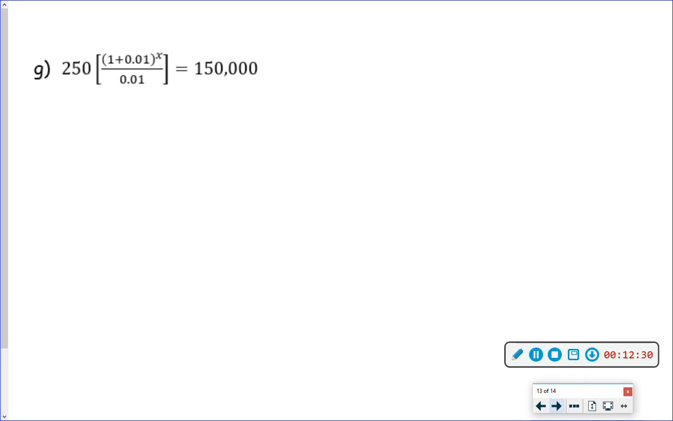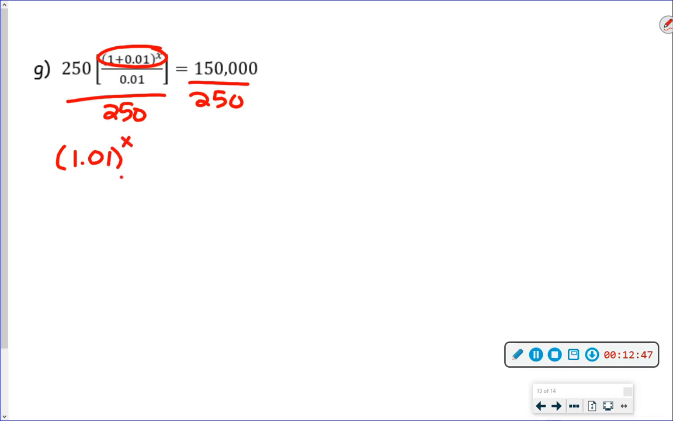All right, this one just looks kind of crazy, but same principle. We want to get this exponential piece by itself. So first I'm going to get rid of the 250. I'm just going to divide that off. Of course, you can just do that part in your calculator. 1 plus 0.01, I'm just going to go ahead and add that. Okay, 150,000 divided by 250. Punch that in the calculator.